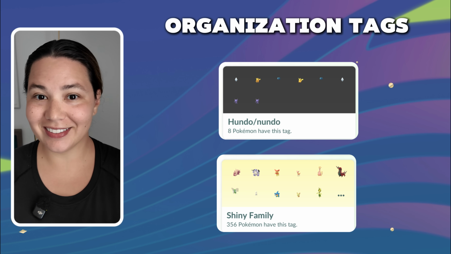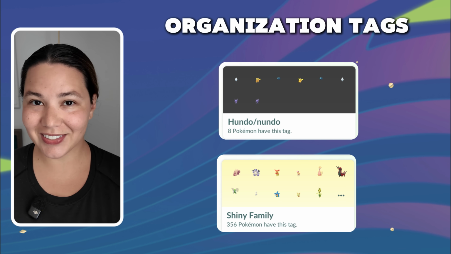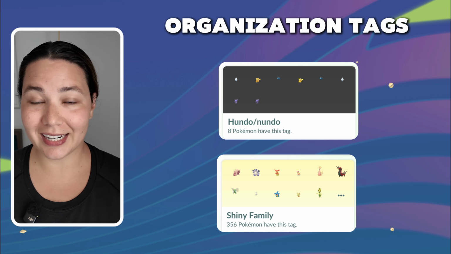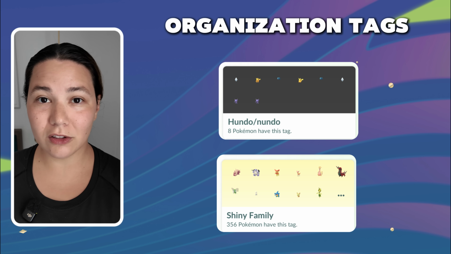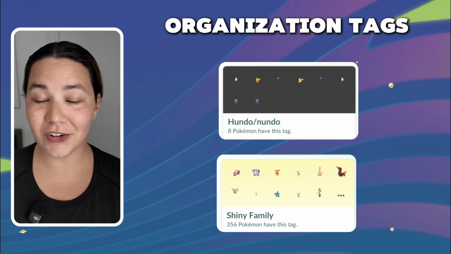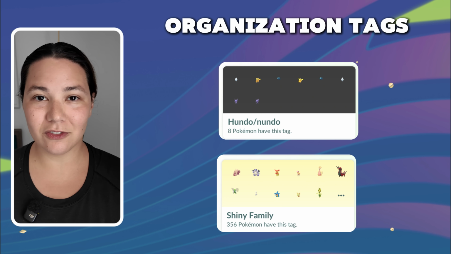Then there are some other things depending on what type of collector you are. You can have a Nundo Hundo pair, which I really like having. Then you have like a shiny family. If you're like a living shiny family dex collector, you can go ahead and put all of your shiny families into one tag. That way you can show those off really easily. Or if you're like a costume family collector, you can have a tag for that. Again, you can make this as fun as possible.